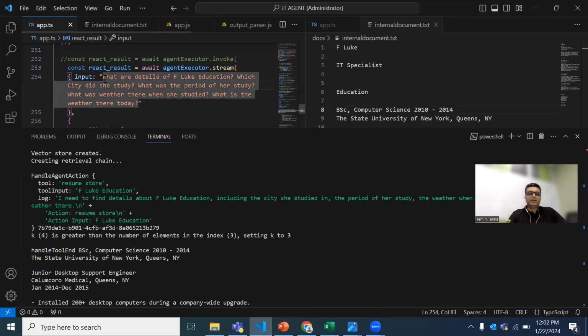And then you see, I give it a work. So I say, hey, what are the details of F. Luke education? Which city did she study? What was the period of her study? And then I give something random saying, okay, what was the weather condition during the period of F. Luke study? And what is the weather condition there as of now, right? So there are a lot of asks that I have in terms of questions around these things, right?